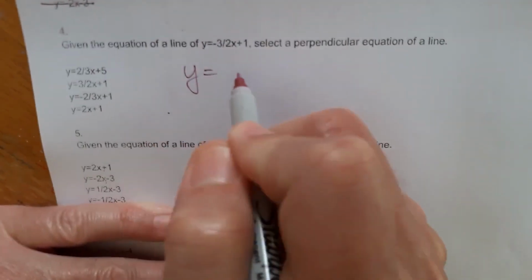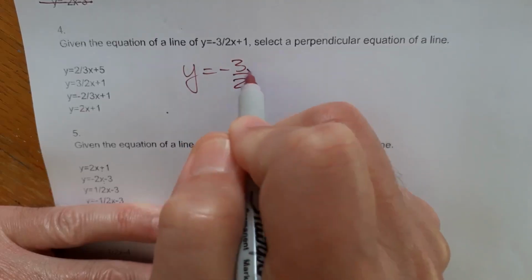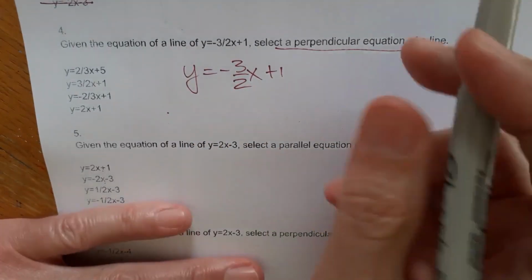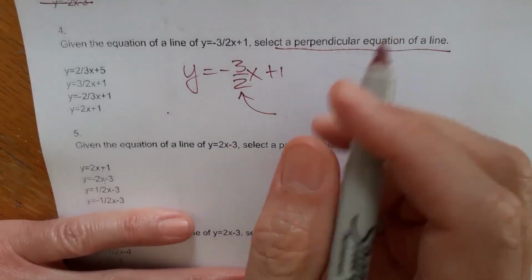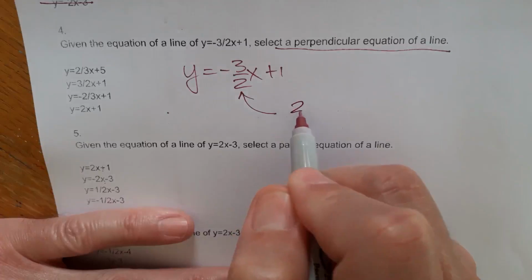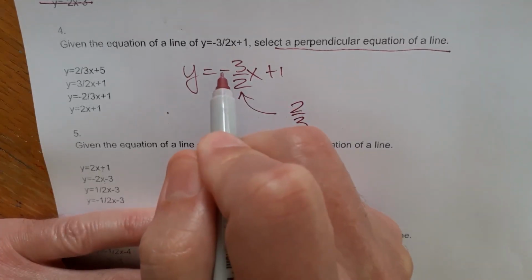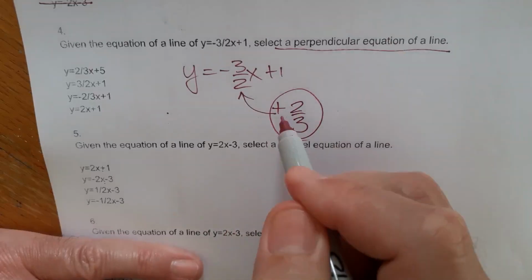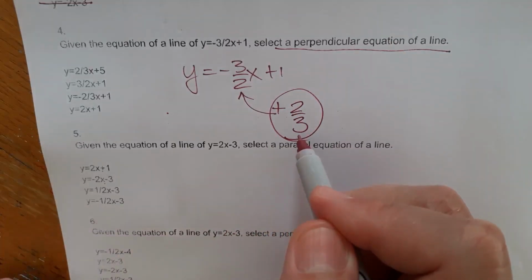Now let's move to the other idea we're talking about, which is perpendicular. So given this equation of negative 3/2 x plus 1, we want to select a perpendicular equation. Well, what we need to do is take this slope and find the negative reciprocal. If it's 3/2 now, flipping it would be 2/3. And if it's negative now, multiplying it by a negative would make it a positive. So we're looking for an equation with a positive 2/3 slope.